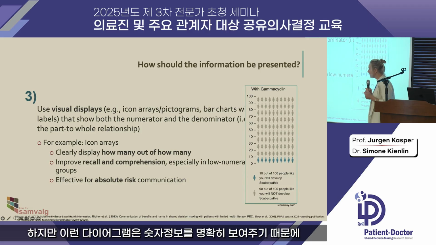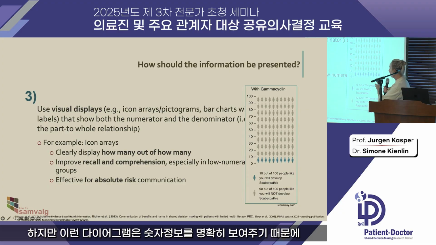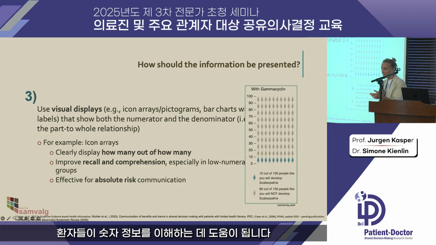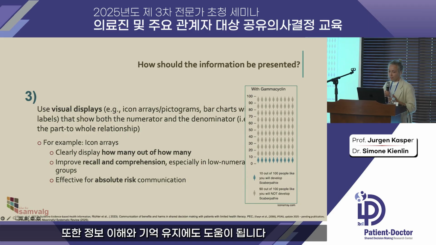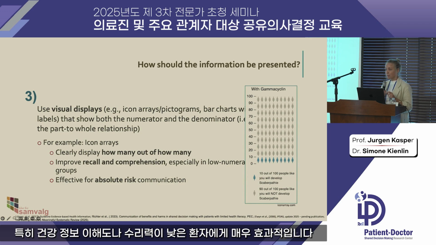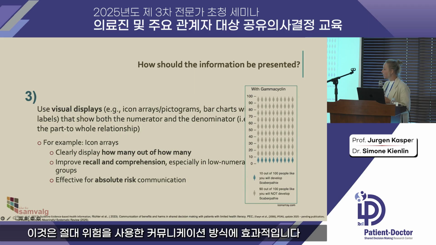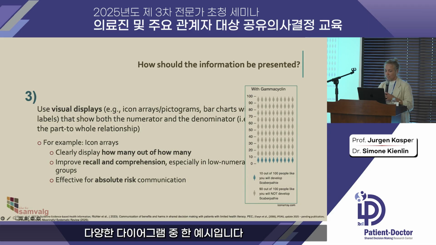But we know that these clearly display how many out of how many for patients, and they're very likely to understand this kind of numerical information if we present diagrams like this. It will improve recall and comprehension, especially for the low numeracy group, also patients with low health literacy. And they're, of course, very effective for absolute risk communication. So this is one example of one diagram. There are a lot of different diagrams evaluated.